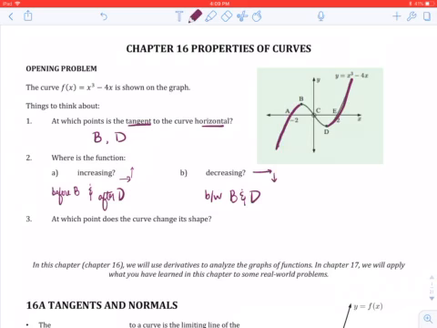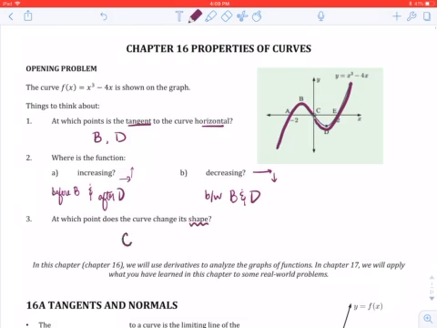And then when does the curve change its shape? That's going to mean when does it go from looking like this hill, the way I've referred to it before, to when does it start to look like this bowl instead. So I'm going to say at point C is where it changes its shape.